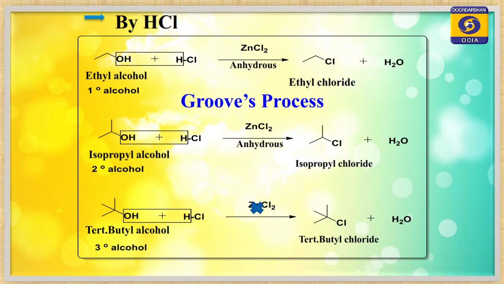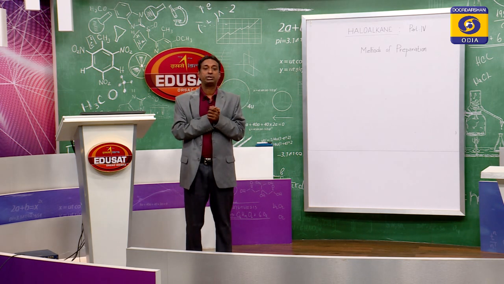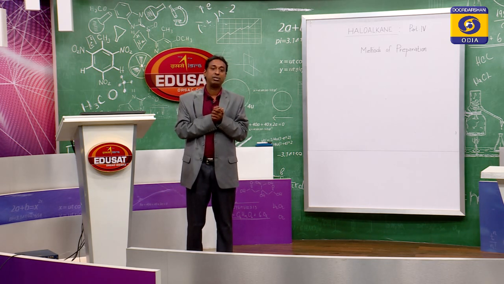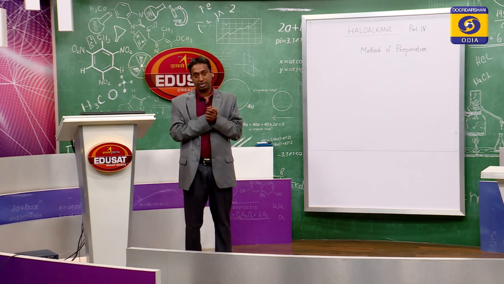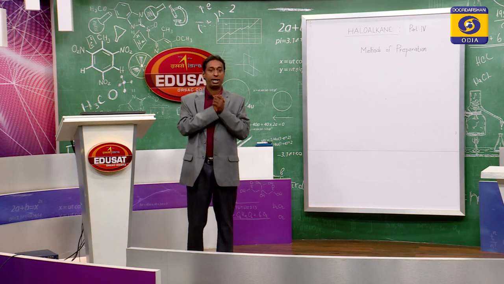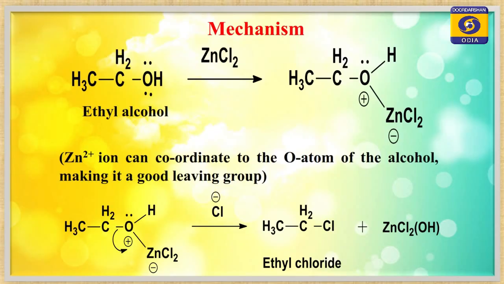For tertiary alcohol, due to its very high reactivity, you should not use zinc chloride. Directly you can put HCl, you get the alkyl chloride or tertiary chloride. The first two methods, that is preparation from primary and secondary alcohol using anhydrous zinc chloride and hydrochloric acid, is called Grove's process. The product is alkyl chloride. Look at this next slide. This is the mechanism how the reaction takes place.